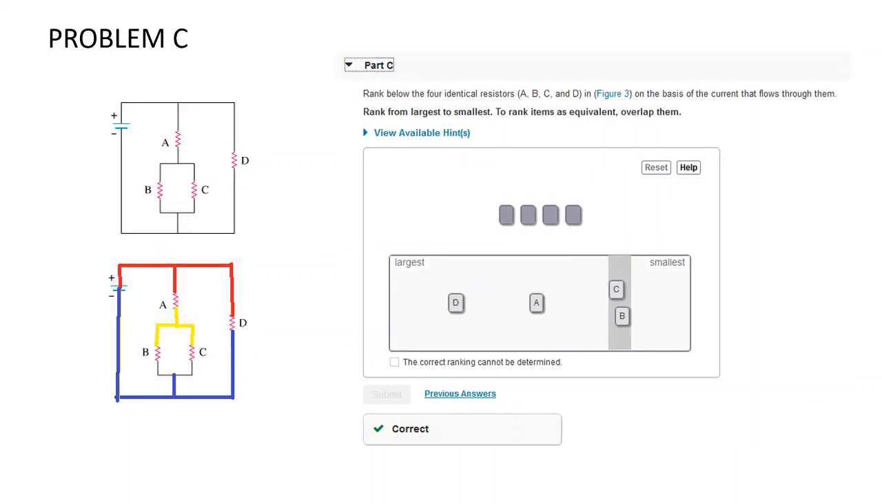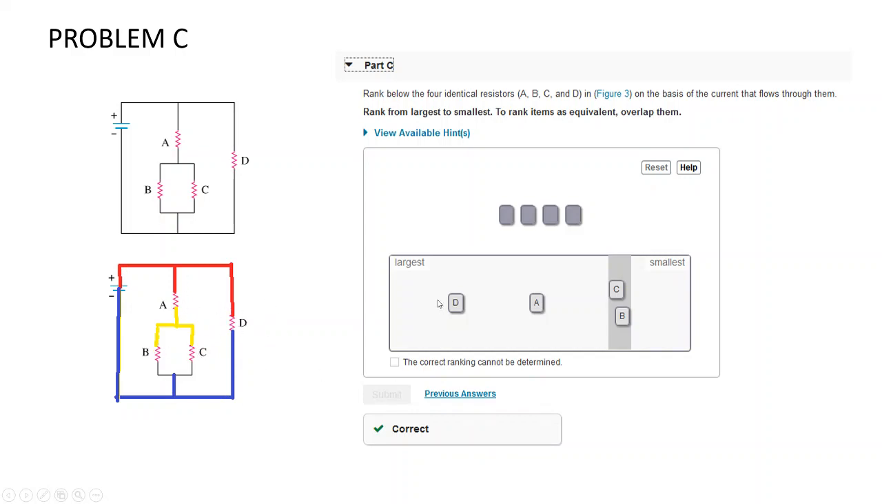For problem C, they added one extra branch to problem A. So instead of the current going just to A, it is being shared with D. And notice that D and the left branch are sharing the same wire input and the same wire output, red for input and blue for output. So this means that A, B, and C are parallel to D.